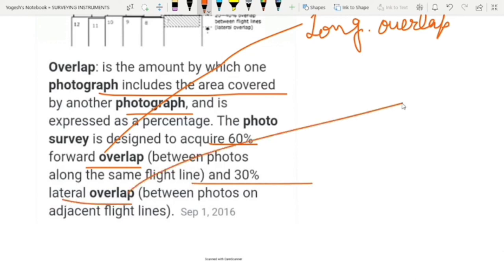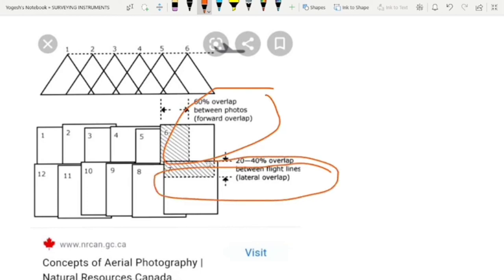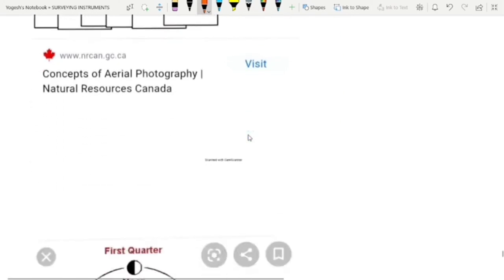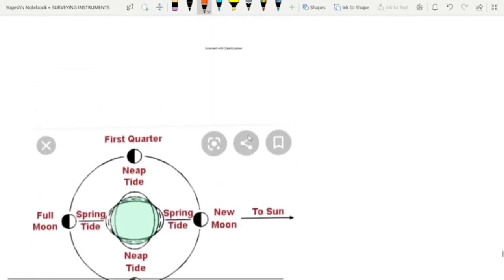Or you can say end overlap, which is 30%. So this is 60% forward overlap, and 40% as the end overlap.